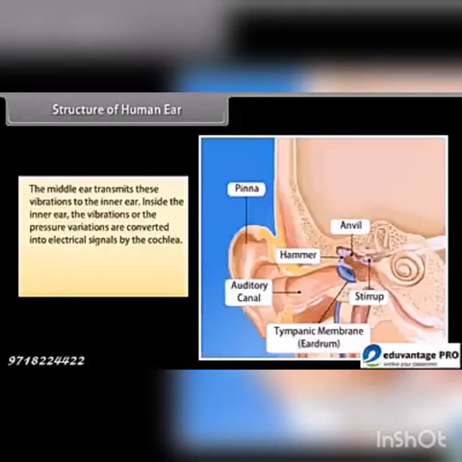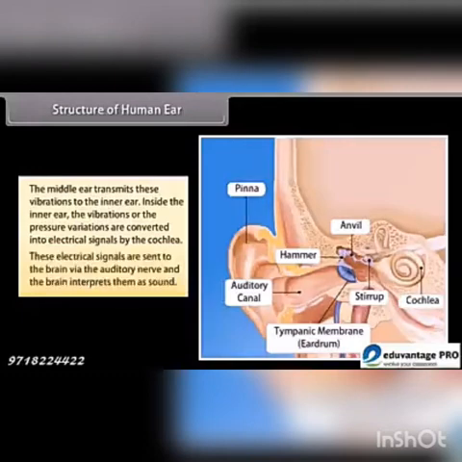Inside the inner ear, the vibrations or the pressure variations are converted into electrical signals by the cochlea. These electrical signals are sent to the brain via the auditory nerve and the brain interprets them as sound.